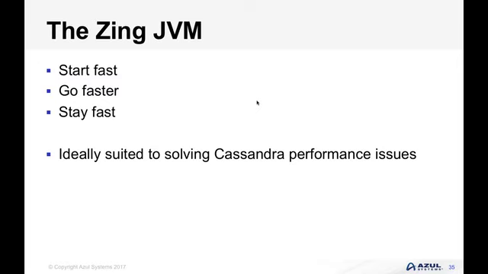Zing JVM, the idea here is: starts fast, goes faster, stays fast. This is ideally suited to Cassandra performance issues.